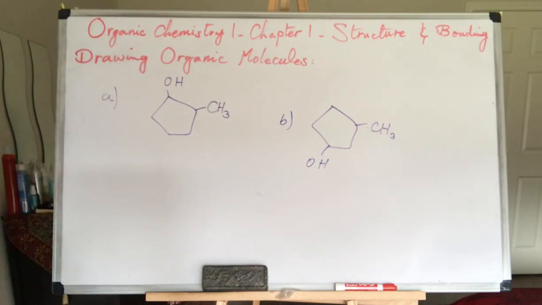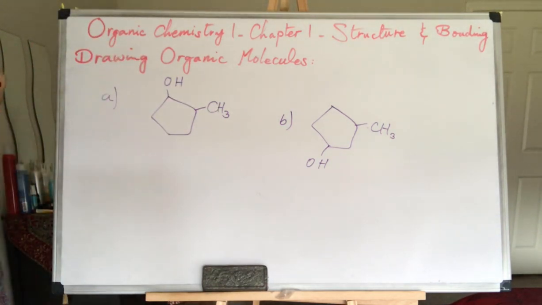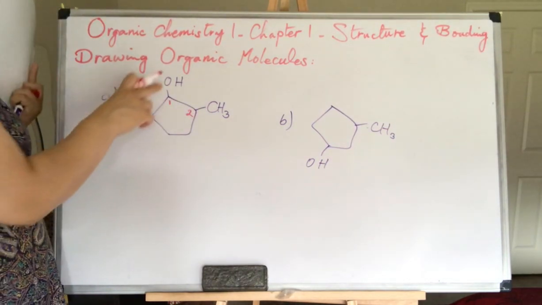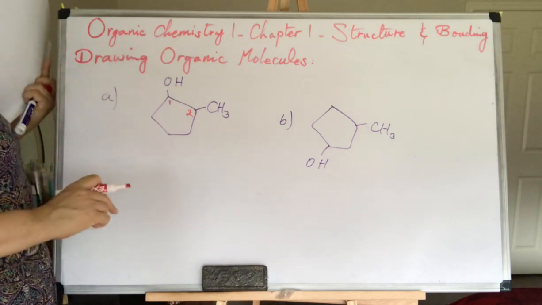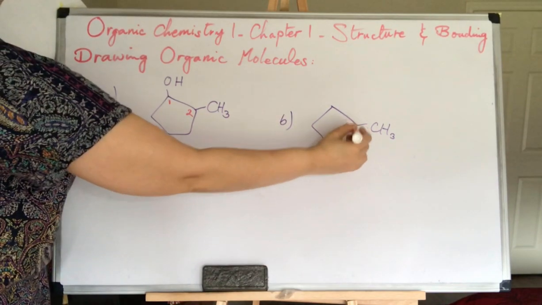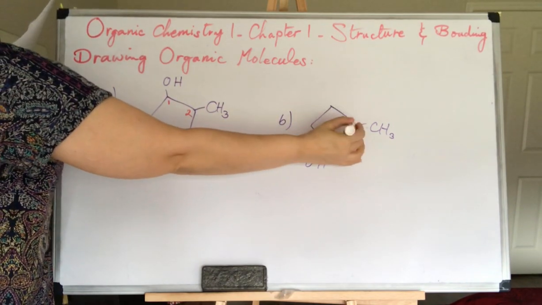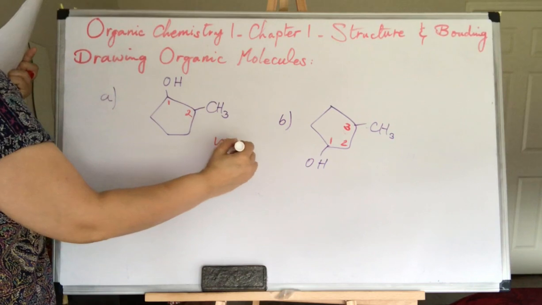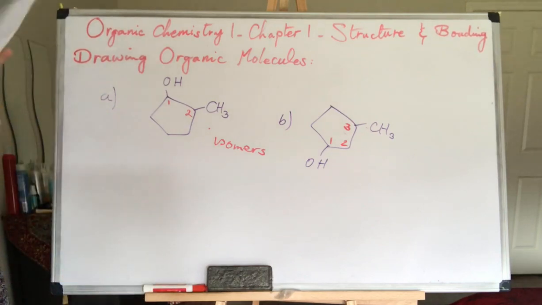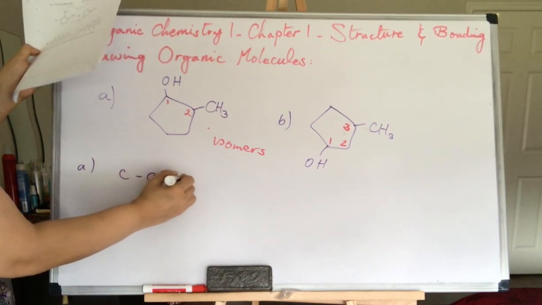So, from the first look, they might look the same, but I want you to always, if you see different groups, always number your carbons. In A, seems like OH is on the first carbon, CH3 is on the second carbon, but in B, OH is on the first carbon, but look at CH3. CH3 is on the third carbon. So they have the same formulas, but different arrangement of atoms. So they are isomers. They are not identical. And finally, the third one, A has four carbons.